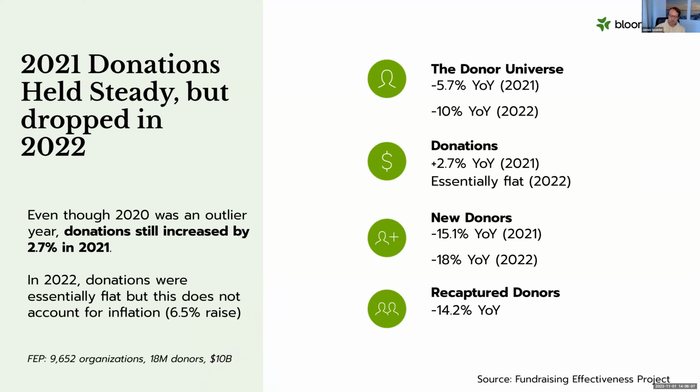The Fundraising Effectiveness Project, for those of you that don't know, is a group associated with AFP. And they take a lot of data from multiple database companies. So Bloomerang is a part of that, Razor's Edge, Blackbaud, Little Green Light, Donor Perfect, Neon. There are a lot of these companies that send anonymous data to the Fundraising Effectiveness Project, and FEP aggregates that data and then looks at trends.